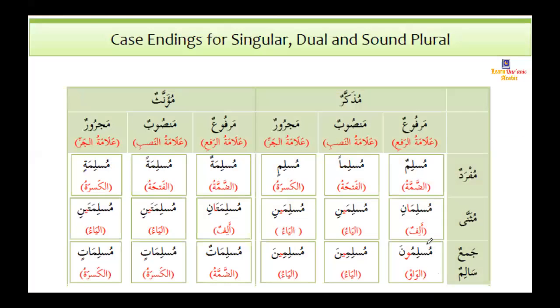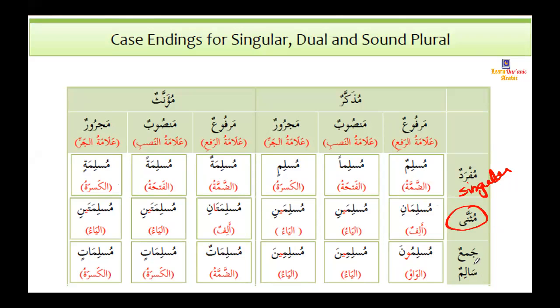So here are more examples. So the first case is pretty straightforward, which is mufrad, which means singular. The singular case is straightforward. Marfu'un is muslimun, mansubun is musliman, majrurun is muslimin. For feminine, muslimatun, muslimatan, and muslimatin is the majrur case. Okay, so dual will be covered in a future lesson.